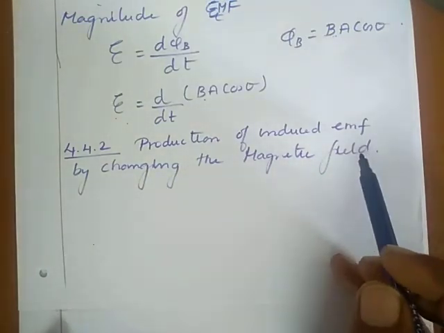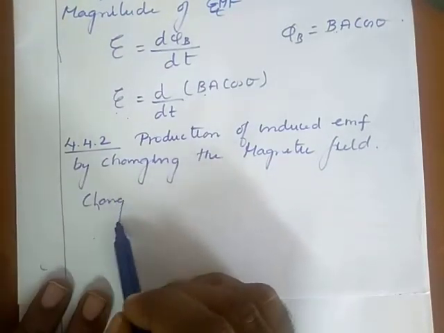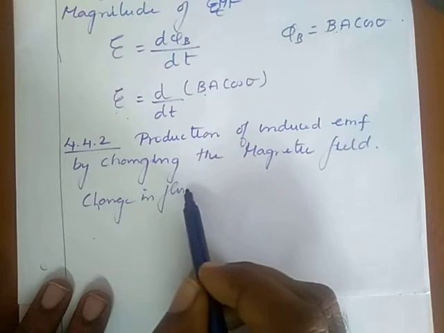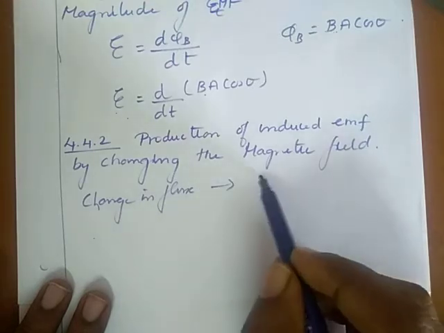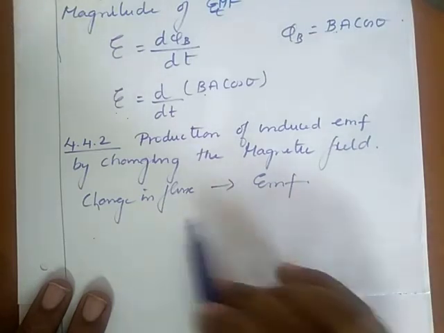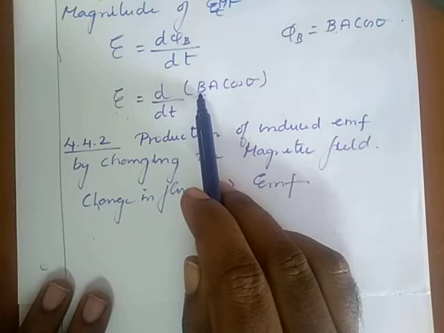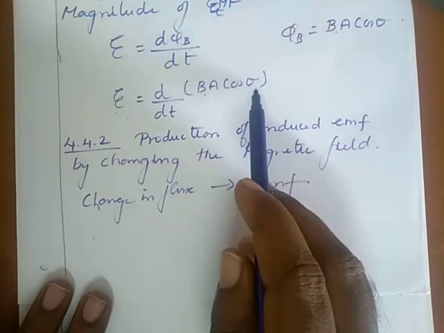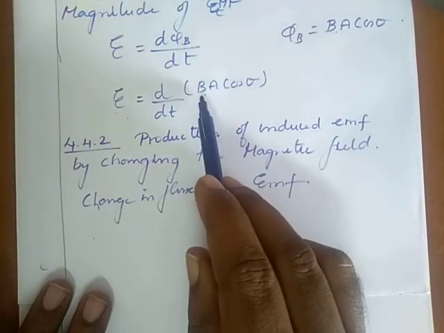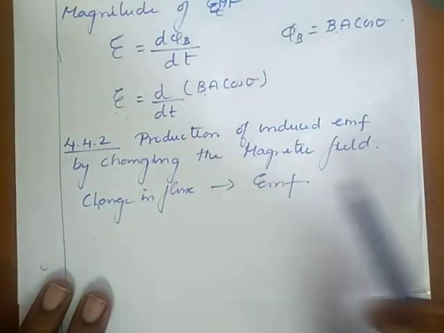We know very well change in flux can produce EMF. How to change the flux? That means changing the magnetic field or area or orientation of the coil. Here let me see how to change the magnetic field in order to produce an induced EMF.